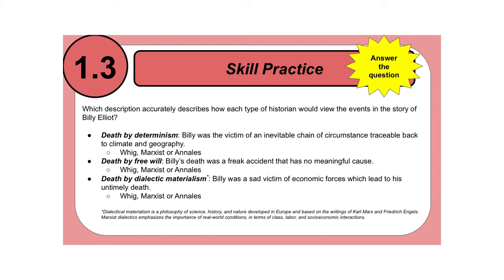Death by determinism. Billy was the victim of an inevitable chain of circumstances traceable back to climate and geography. Would this be a Whig, Marxist, or Annals response? In terms of the things that we would look at, climate and geography are two key things I would look at to determine this. And the only ones I know that do that are Annals historians. So an Annals historian would look at this story and say, well, poor Billy Elliot is just a victim of an inevitable chain of circumstances traceable back to climate and geography.